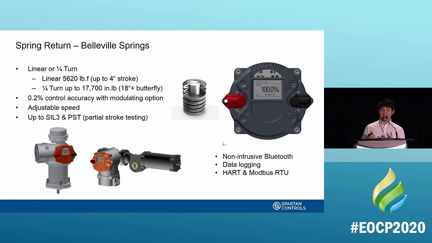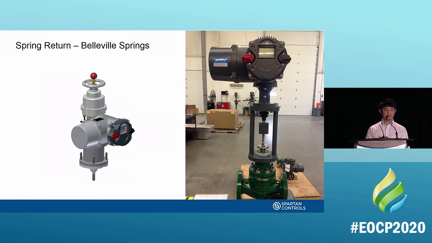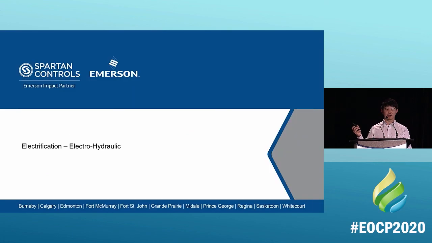But generally, when you get to the larger sizes, it's a lot more difficult to fail open or fail close. So we use something like a Belleville spring pack design, which is what you can see there. We're able to do that with rotary and linear as well, so there are options for fail-safe electric.